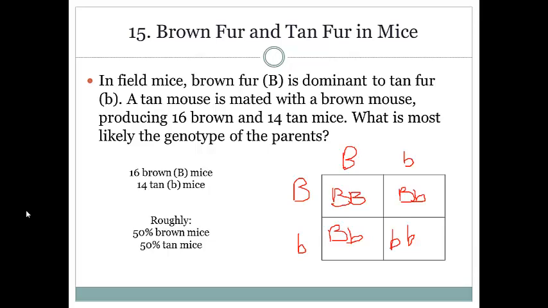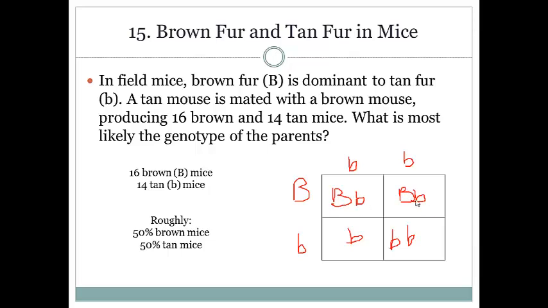The question also gives you a clue because it says a tan mouse is mated with a brown mouse. So the only way we can get a tan mouse would be if it was little b, little b. So now I'm going to change one of the parents to little b, little b. So here we would have big B, little b.